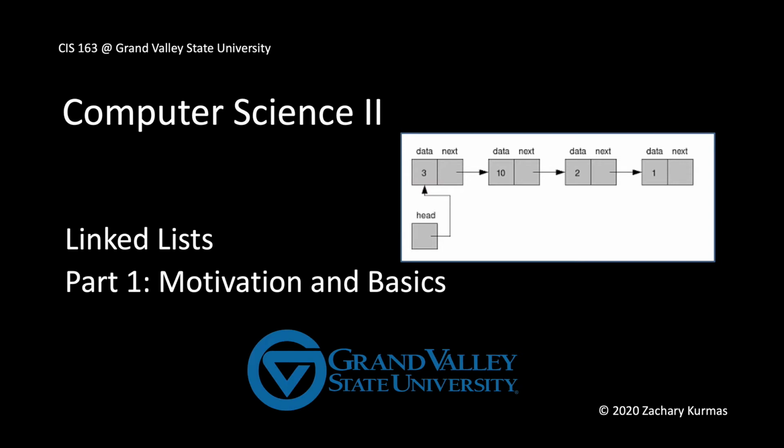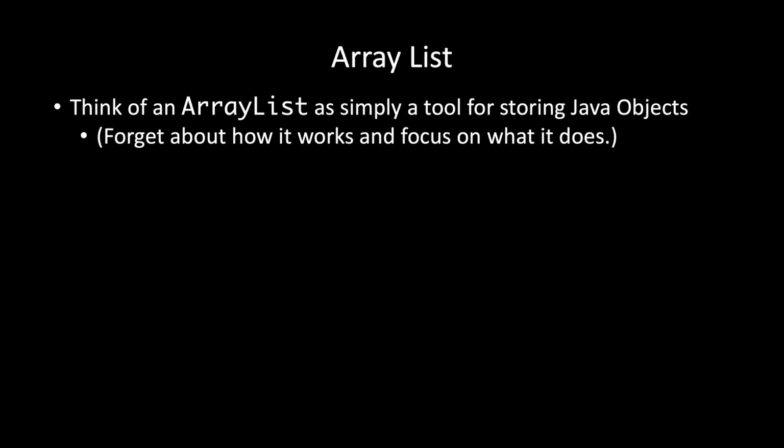Let's start by thinking about an array list. So for right now, just think about an array list simply as a tool for storing Java objects. Think of it as a place to put objects in so you can get them back out later. Forget about the specific details of what exactly an array or an array list is or how it works, just its basic function. So with that in mind, what are the fundamental operations of an array or an array list?